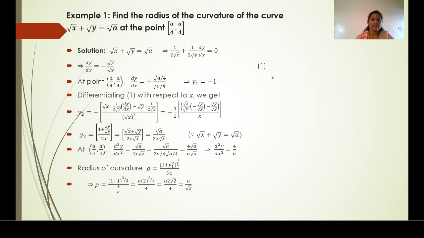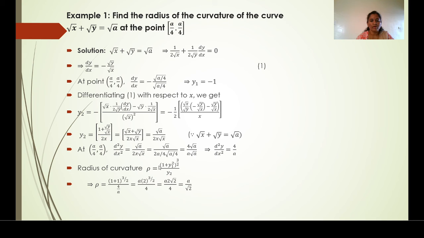Differentiating equation 1 with respect to x, it is a second order differentiation. Apply the quotient rule, since numerator and denominator both are present. Apply the quotient rule and differentiate and simplify. We get finally root a by 2x root x. Again simplifying at the point a by 4, we get d square y by dx square is 4 by a.